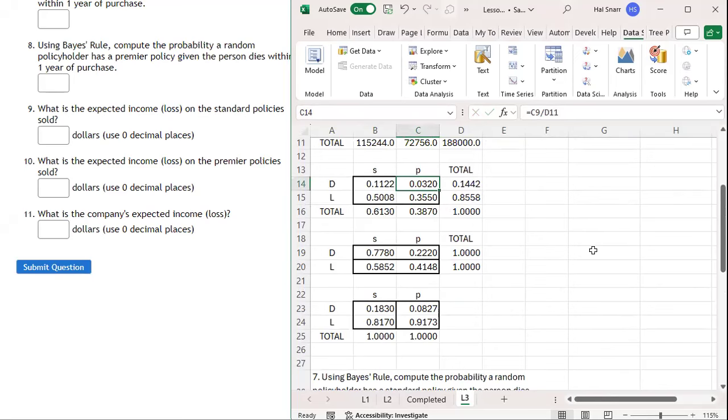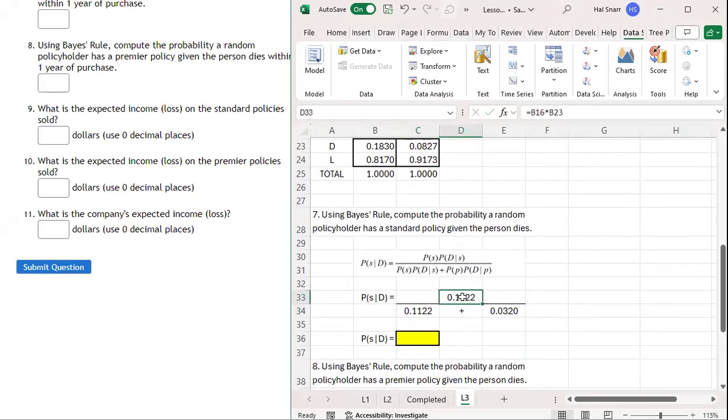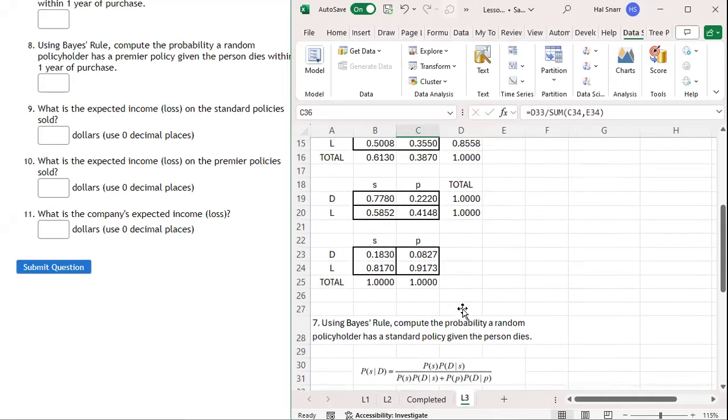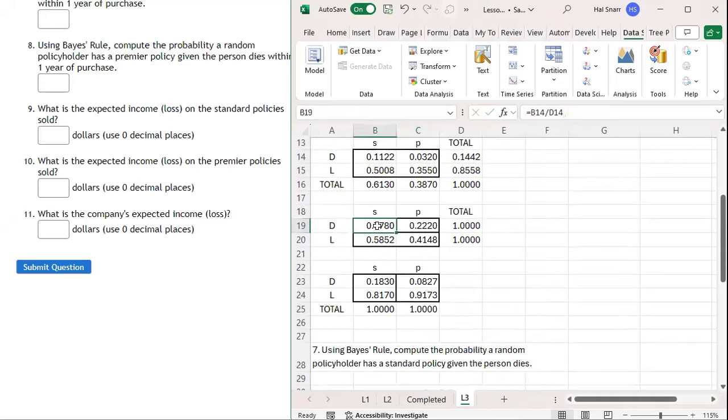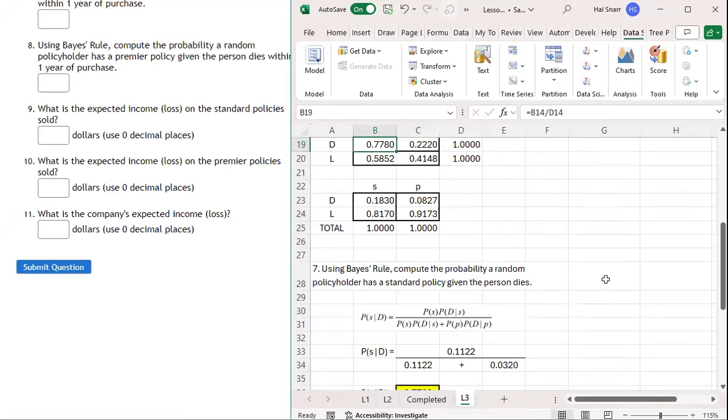It's this number here. Okay, so now we've got to take this probability and divide it by that sum. So we're going to do this value divided by the sum of this and that. And we get 0.7780. Well, that should look familiar. That's this number, right? 0.7780.